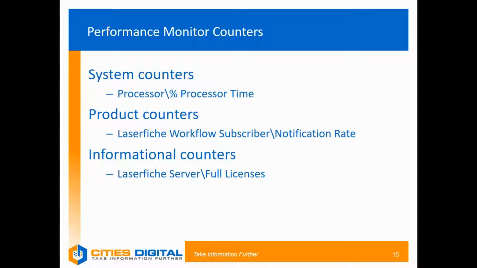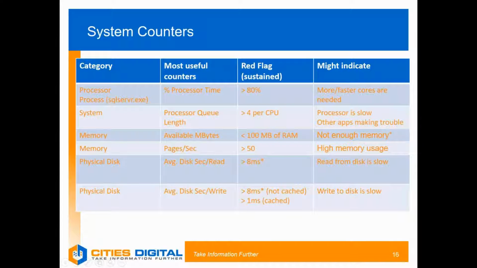System counters provide you with information on the system resources used on a particular machine, like CPU, memory, etc. Product counters are Laserfiche counters that provide detailed information about Laserfiche activities, such as documents created, workflow, throughput, and so on. Informational counters provide context regarding activity on the repository, such as session counts, user licenses used, and so on. Here are some of the system counters that we might want to utilize, some of the things that we want to watch.